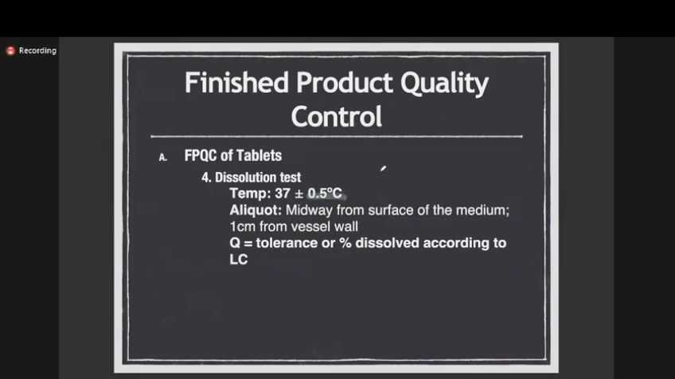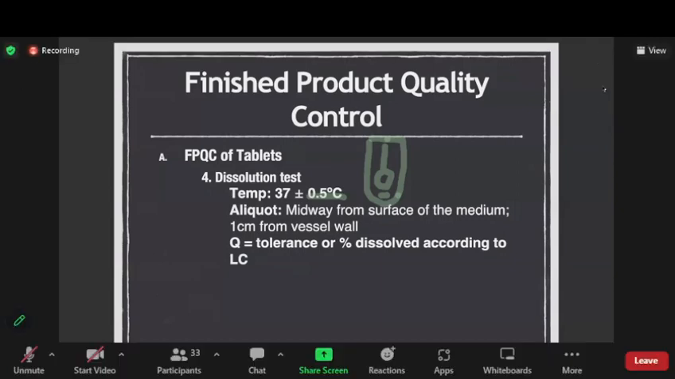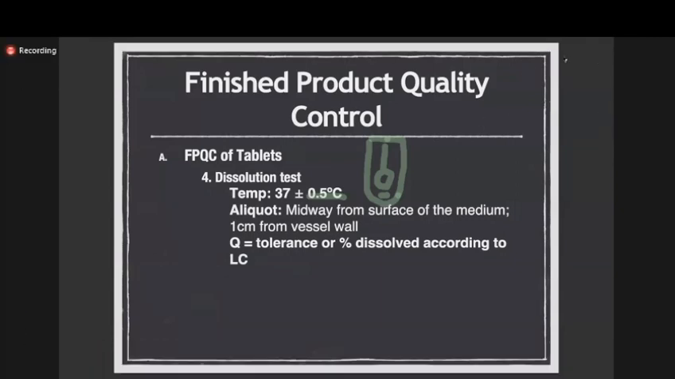Next, the dissolution test. In the dissolution test, this is how it looks: six big cylinders with a paddle. The paddle rotates to dissolve the tablet. After the dissolution test, we take an aliquot midway from the surface of the medium, 1 centimeter from the vessel wall.